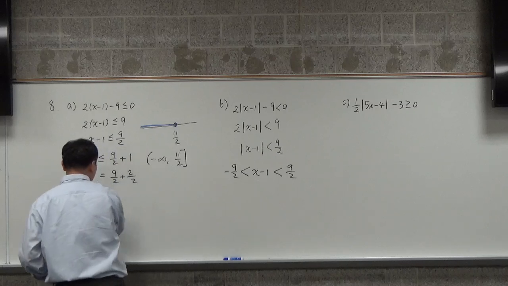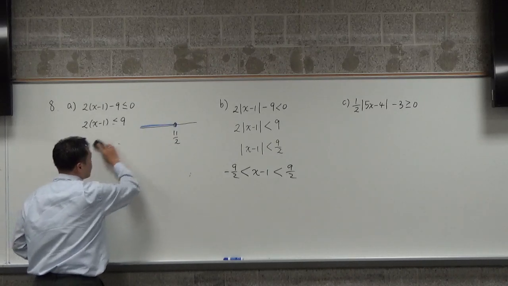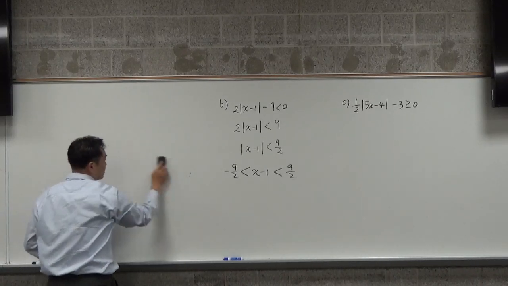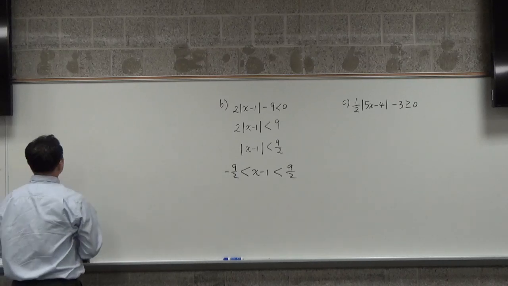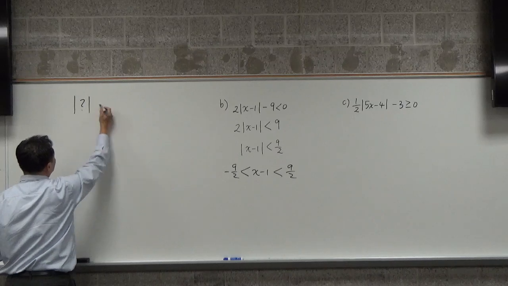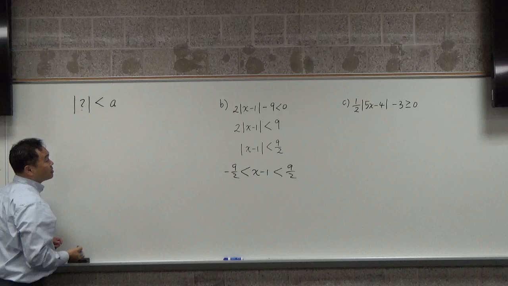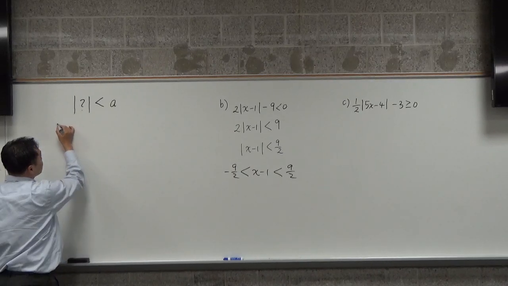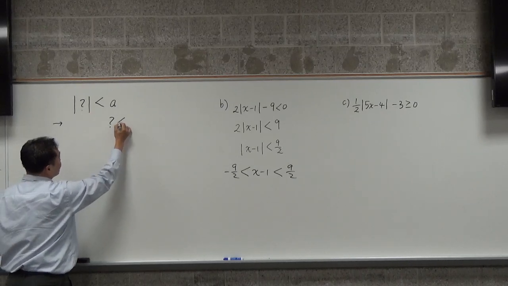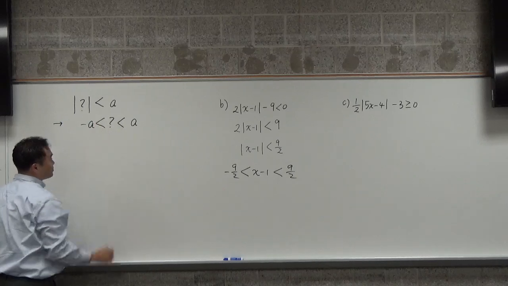So let me write this down as a rule. If you ever have something like absolute value less than some number a, then the solution would be that whatever is inside the absolute value must be between the positive a and negative a.